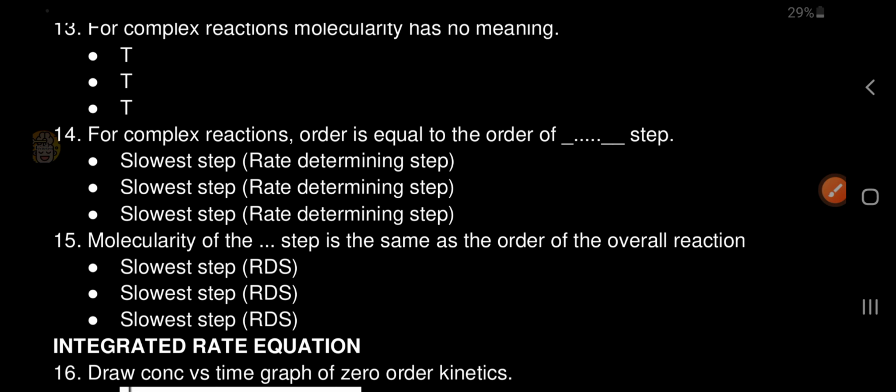For complex reactions, order is equal to the order of the slowest step, the rate determining step. Molecularity of the slow step is the same as the order of the overall reaction. Slow step, RDS.